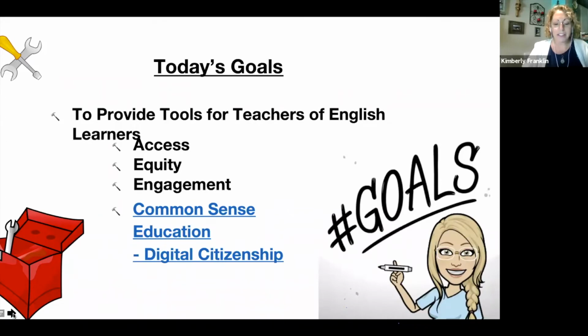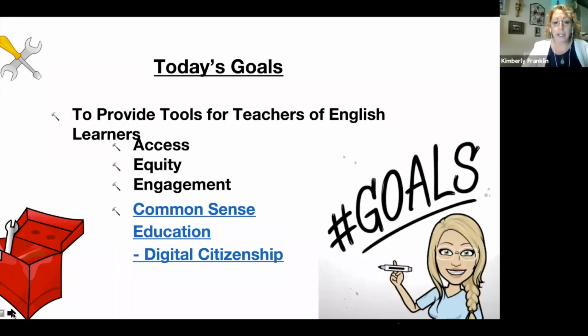So my goals today are to simply share with you, as teachers of English learners, ways to provide access, equity, and engagement. But one of the most important things I wanted to share with you is that as teachers, we do have responsibilities when we are giving devices over to our students and when teaching them online. We need to help them become safe, respectful, responsible digital citizens.